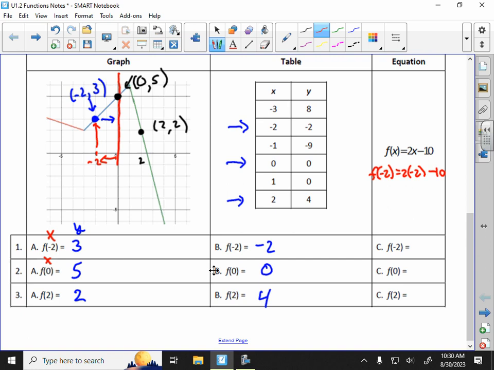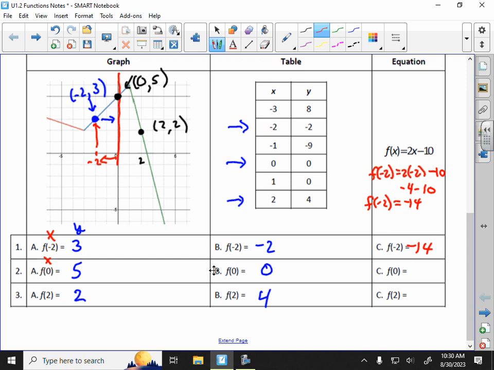Now I use the order of operations to simplify the right side. So this is negative 4 minus 10. So f of negative 2 equals negative 14. Okay. So when x is negative 2, the y value would be negative 14.